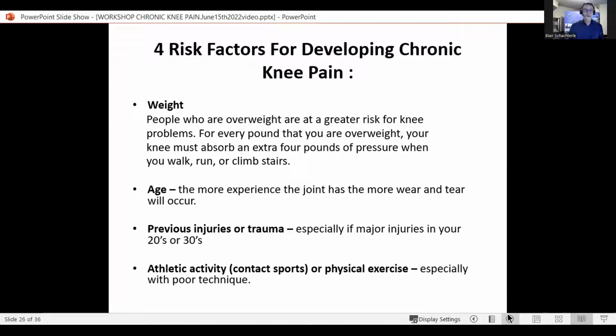The other big risk factors for developing chronic knee pain: weight is number 1. When I graduated 30 years ago, they never talked about weight. But now it's in the top 3 factors for wearing out our hips, knees, and ankles.